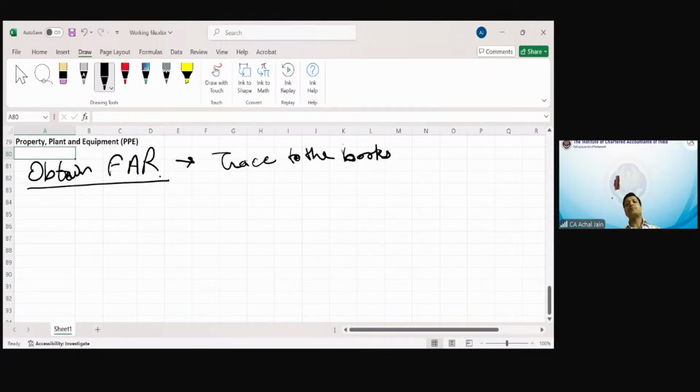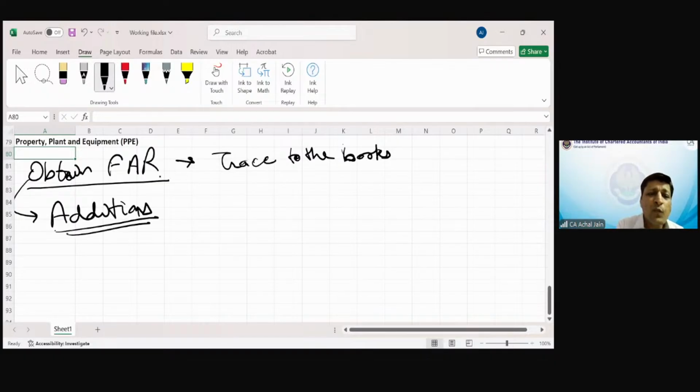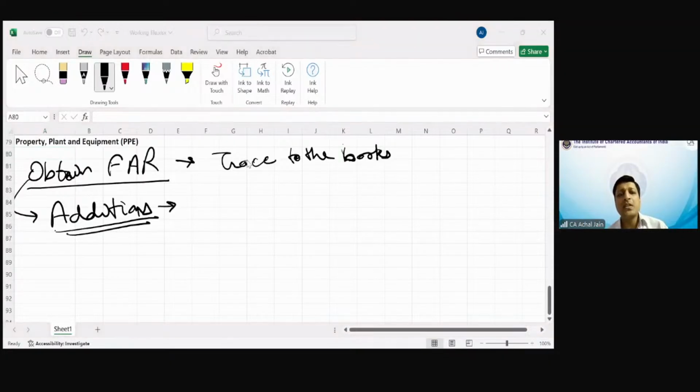Now, once this is obtained, what is going to be the next procedure? Next procedure will be in respect of additions. What do you mean by additions? Some new assets which have been purchased. Say some machines have been purchased, some vehicles have been purchased, some items of furniture and fixtures have been set up. So all of those additions.